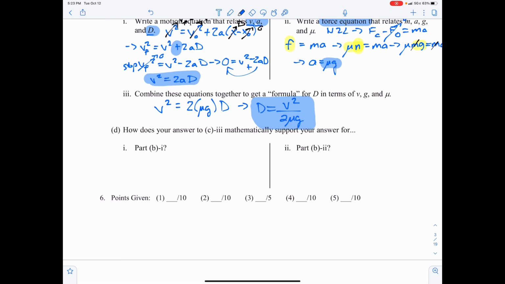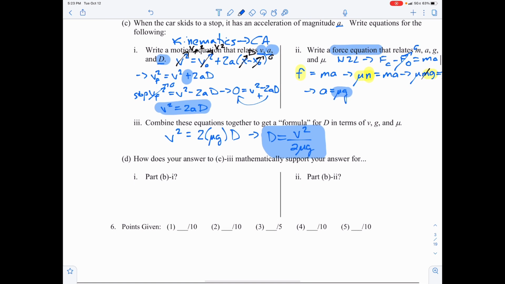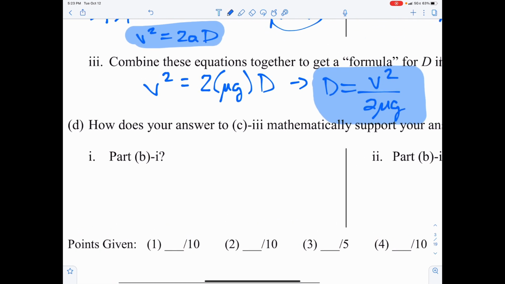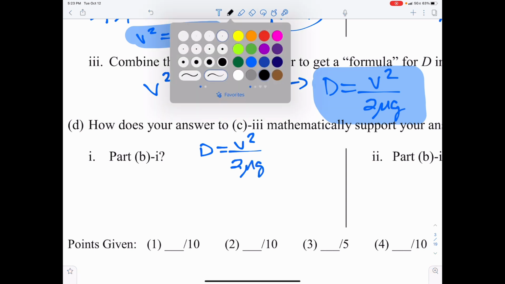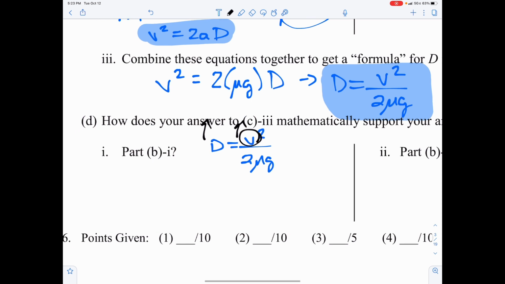So part D, how does your answer to part C3 mathematically support your answer for part B1? Well, B1 was saying moving twice as fast means the distance has to be greater because you need more time to stop. So let's look at the equation. I'm going to write the equation down one more time. So d is equal to v squared over 2 mu g. If the velocity is greater, it's in the numerator. Greater squared means the distance is way greater, okay? They're going to be related directly.